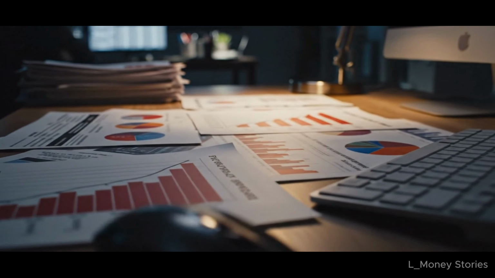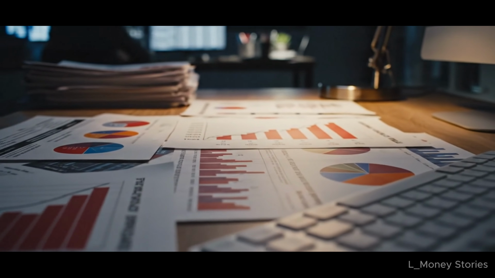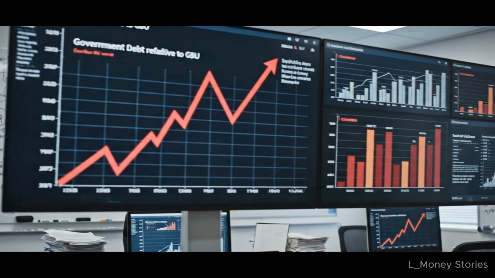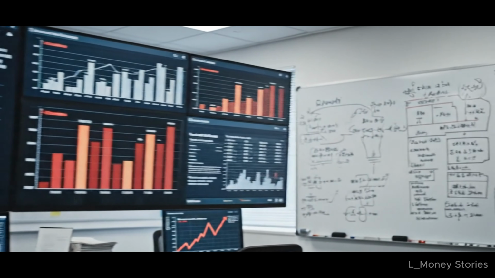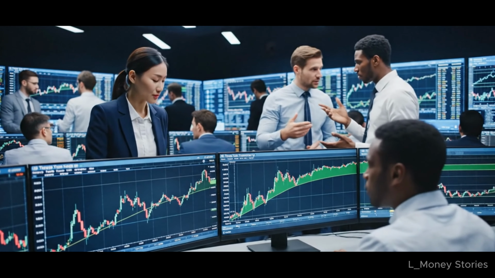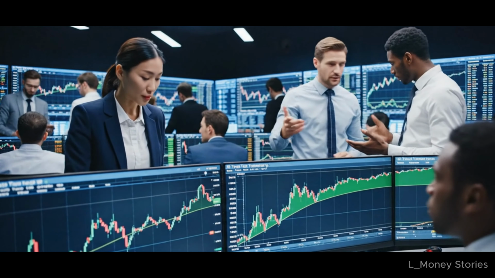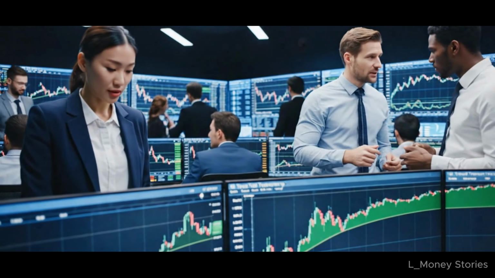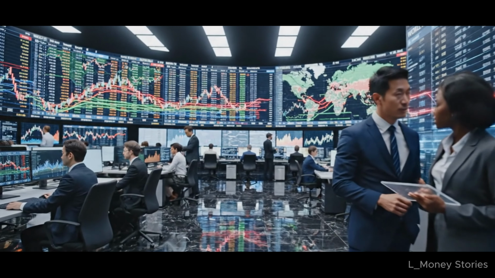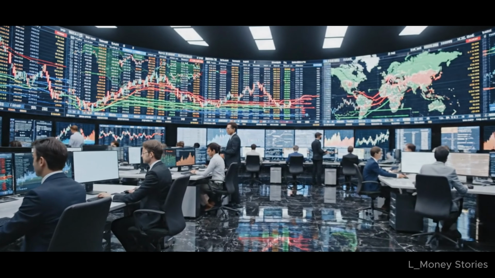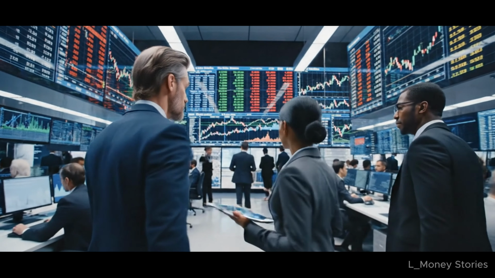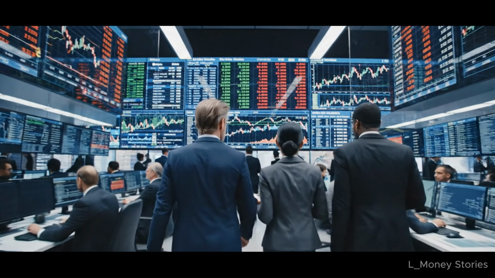High levels of debt created vulnerabilities within the global economy. Economists began warning about the long-term sustainability of rising debt. Despite rising debt, U.S. Treasury bonds remain central to global markets. Investors moved capital across borders in search of stable returns. Banks, investors, and governments became deeply linked through debt.